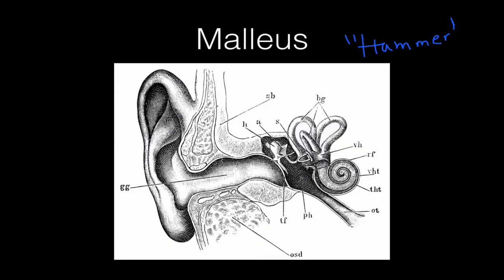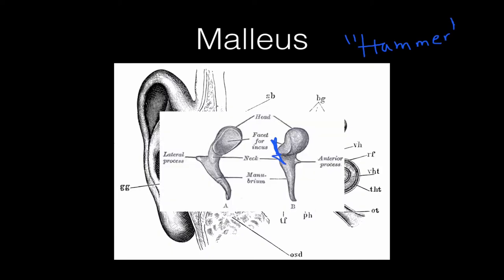Malleus is the first of these bones. It is right here. It is the one that connects directly to the tympanic membrane. The sound waves travel to the tympanic membrane, which vibrates, and then vibrates the malleus. This is a picture of the malleus up close.